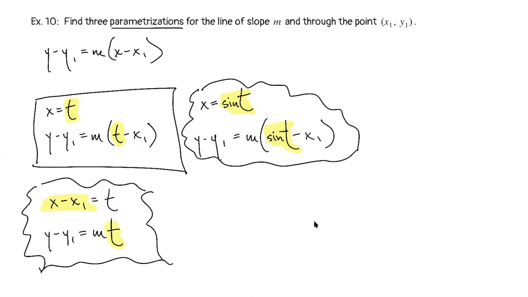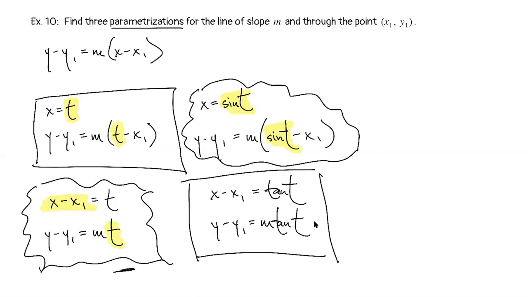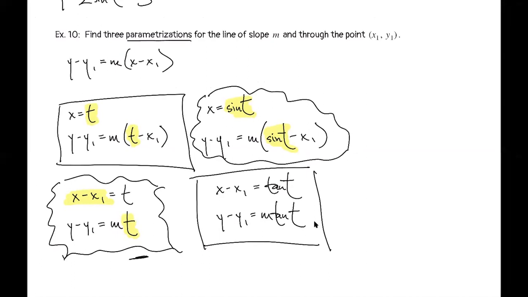Now, we could throw a different trig function in there. We don't have to use sine, okay? So it might be something where we're like, oh, x minus x1, let's call it tangent because that applies to whatever situation we're looking at. Then the only thing that would change is we'd still have our y minus y1, but we have m tan t, okay? So even though this asks for 3, here's 4, just so we can see some different ways of substituting in to find that parametrization.